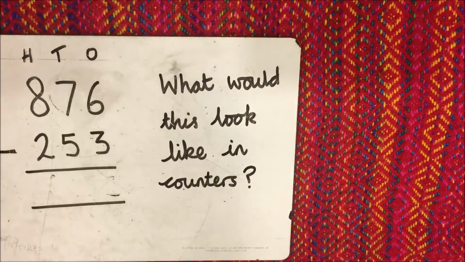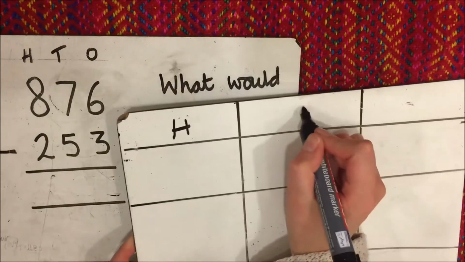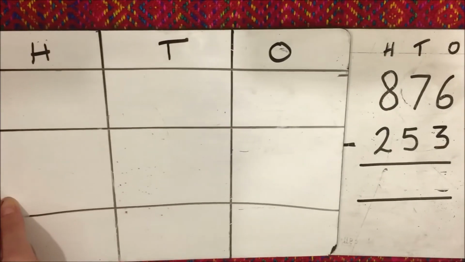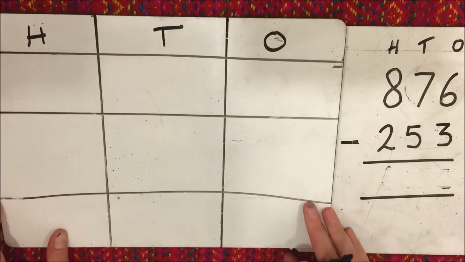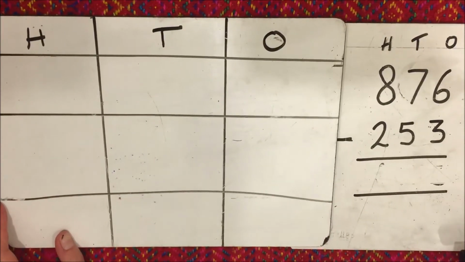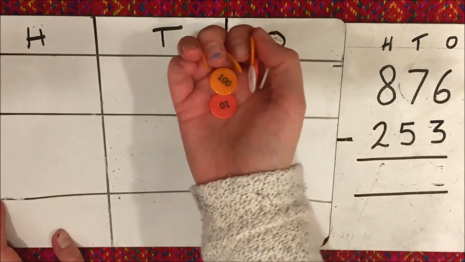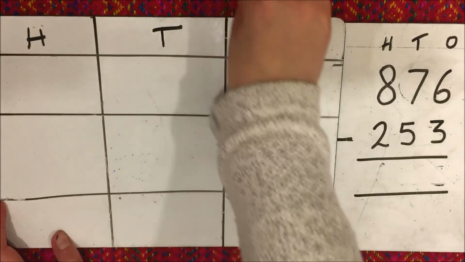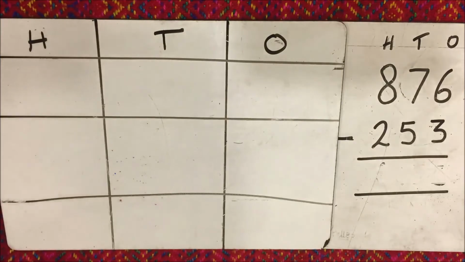What would that look like in a place value grid with hundreds, tens, and ones? I'm going to put this over here so we can see both. Fantastic, we can see both. How would we do that? If you think you already know how to do that, and today we're going to be using counters, have a go. So you need to draw out your hundreds, tens, and ones place value grid, and then draw in your counters. Otherwise, stay with me and we'll do it together.